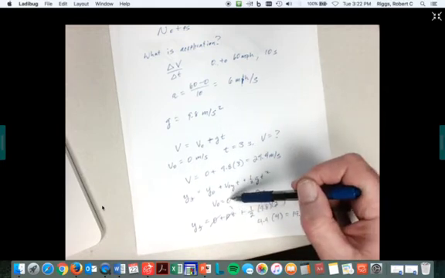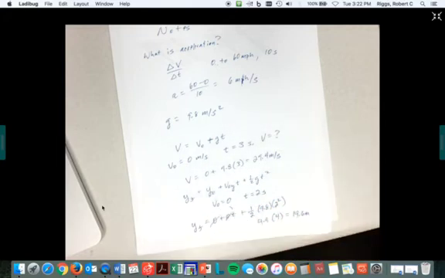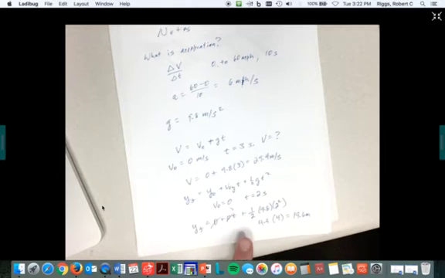Well, if I just drop it, this is 0 because we're just counting that as the initial height. Initial distance is 0. And then the initial velocity, if I just drop it, is 0 here. And then it's 1/2 times 9.8 times 2 squared. When I do that calculation, I get 19.6 meters.